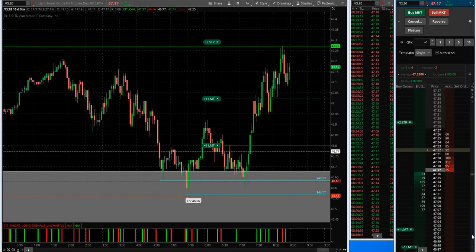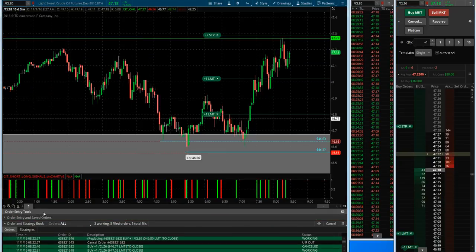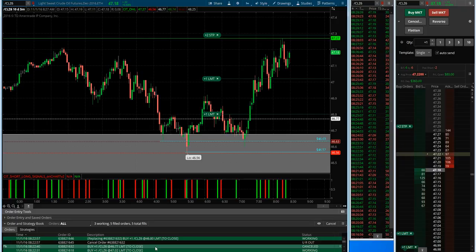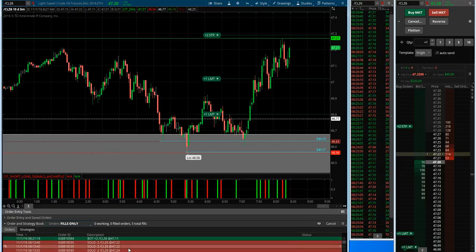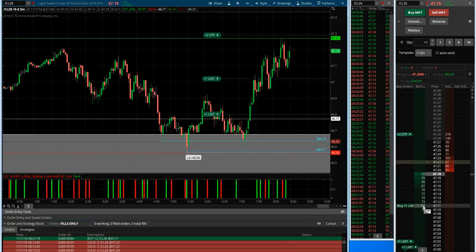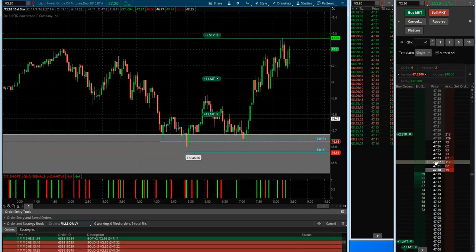Let's see. So right now it looks like I might get stopped out here. I was able to take how many? I'm not sure how many ticks I was able to get out of that one. Let's see. So, 47.11. Okay. Well, I took an 11 tick win, and then I'm risking 7 right now. So I think this might blow up to the new high here.